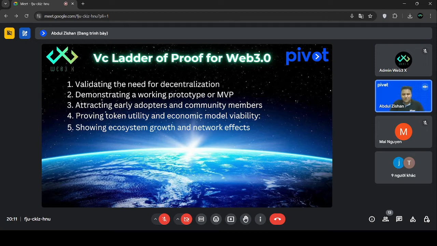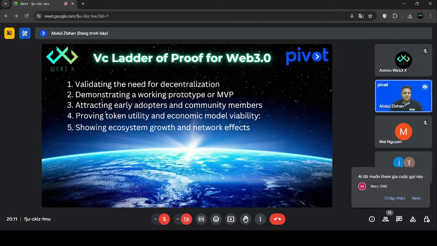I have identified five. The first is validating the need for decentralization. Suppose you are building a decentralized web platform, a DeFi protocol or something. The first point is validating the need for that particular technology. This is your project's why. Can you demonstrate that blockchain or decentralization genuinely adds value to the use case you are building? For example, Ethereum validated its need by enabling smart contracts that allowed developers to create decentralized applications. Second is demonstrating a working prototype, or as we call it, the MVP.